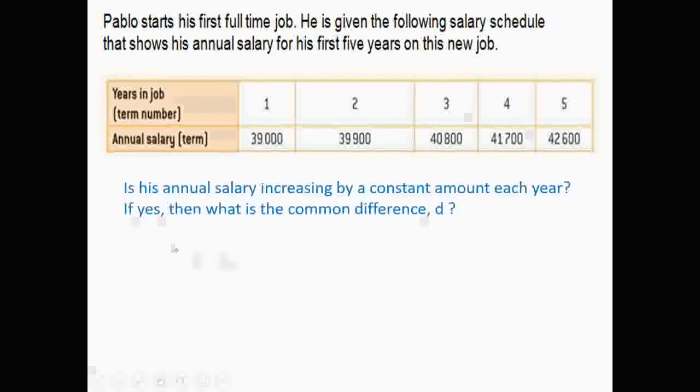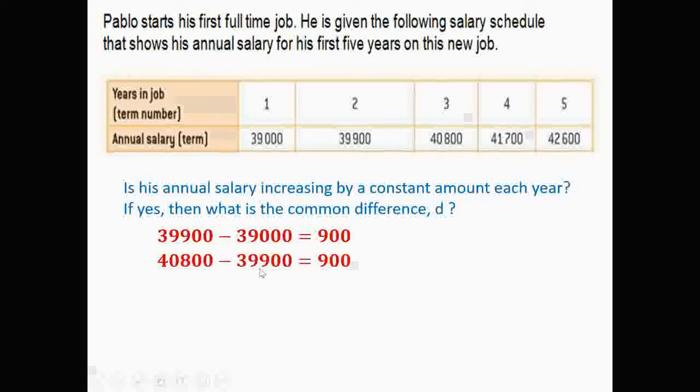Okay, first question. Is his annual salary increasing by a constant amount each year? If yes, then what is the common difference? It doesn't take long to look at these numbers and realize they are going up by the same amount. If I take that second year salary minus the first year salary, I see 900. So that means it went up by 900. And that's clear just from these two numbers. Then I take the third year salary, subtract the second year salary. I see 900 as well. So that means it went up 900. And if you continued, you'd see the same pattern. So his salary is going up 900 every year. Therefore, that is our constant amount, and that is our common difference of 900.